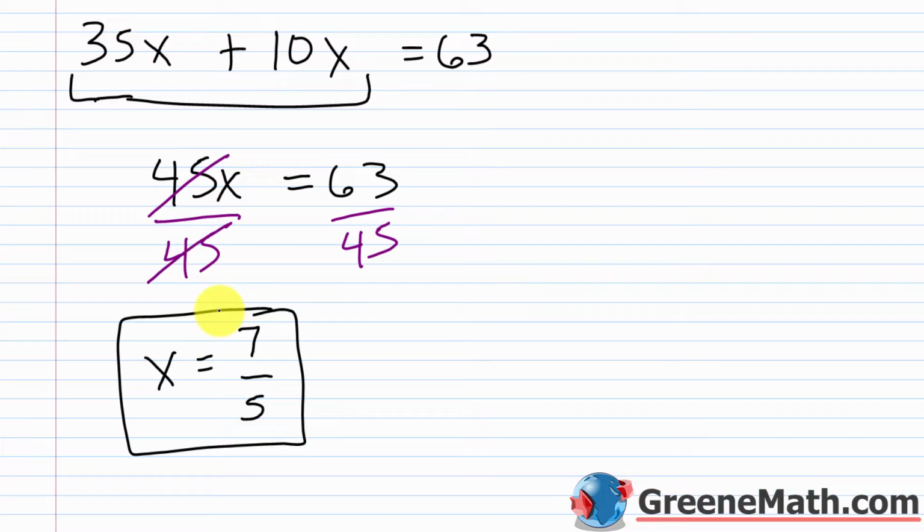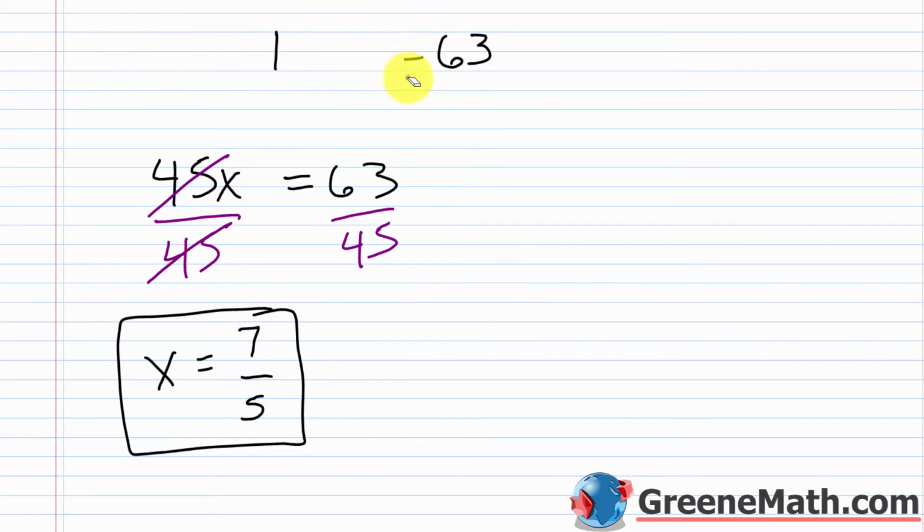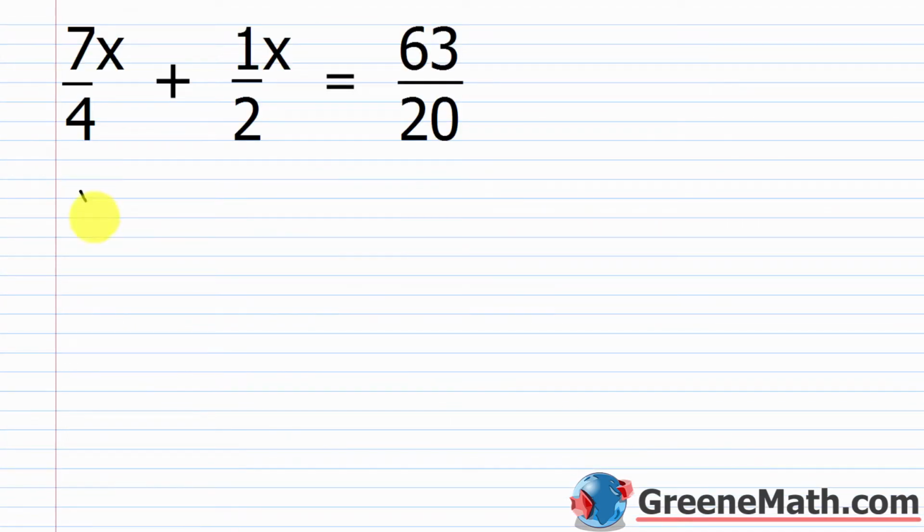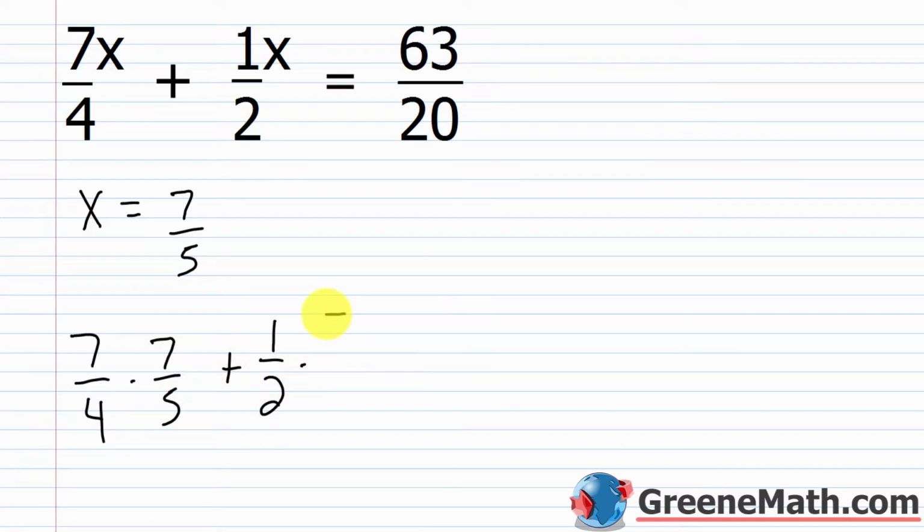All right, so I want to do two things. I want to check this. So let's erase everything here. And we're going to go back up to the top. So remember, x equals 7/5. So I'm going to plug in 7/5 everywhere I see an x. So 7/4 times 7/5 plus 1/2 times 7/5 equals 63 over 20.